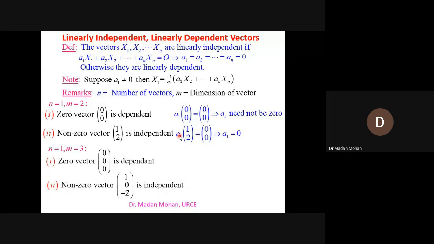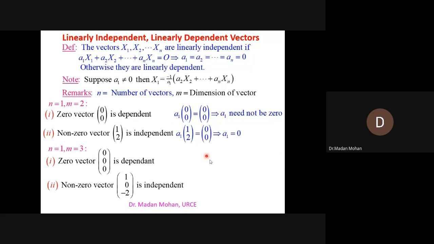For example, a1 into (1, 0, minus 2) equal to (0, 0, 0) happens only when a1 equal to 0. Hence, it is independent. Hence, any zero vector is always dependent and a non-zero vector is always independent, when you are talking about only one vector.